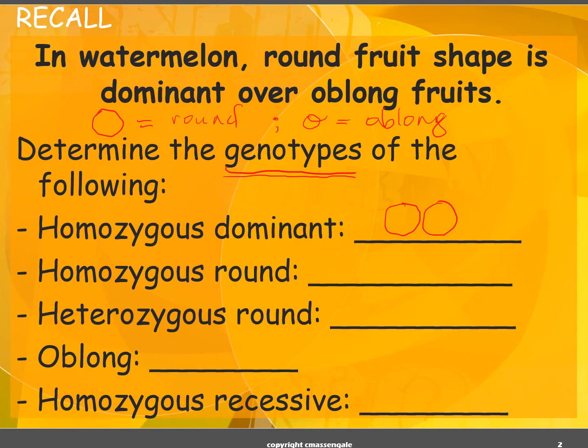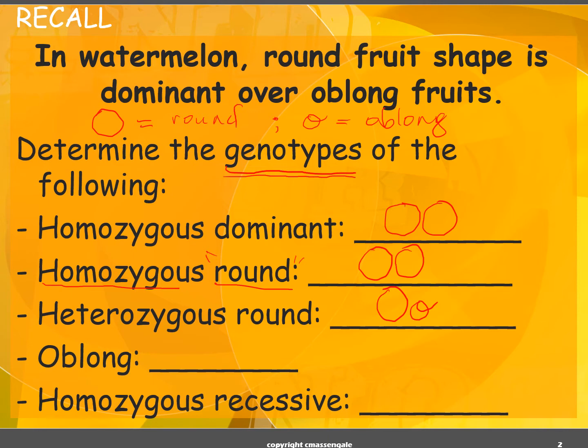Now, how about the homozygous round? We are still dealing with homozygous and the phenotype given is round. Take note that round is the dominant. So the answer for the second one is still capital O and capital O. Next, third one, heterozygous round. Again, when we say heterozygous, one capital and one small letter. So capital O and small letter o.